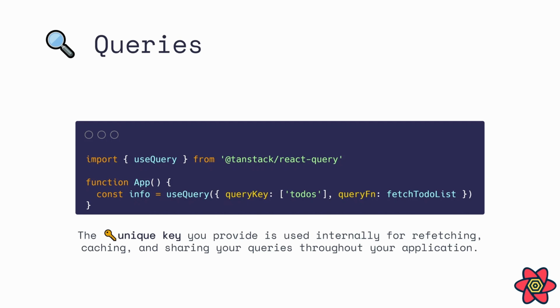Let's see what this looks like. To subscribe to a query in your React component, all you need to do is call the useQuery hook. You'll see here that we provide the hook with two things. One is a unique key, and also a function to retrieve the data. The unique key you provide is very important because it is used internally for refetching, caching, and sharing your queries throughout your application.